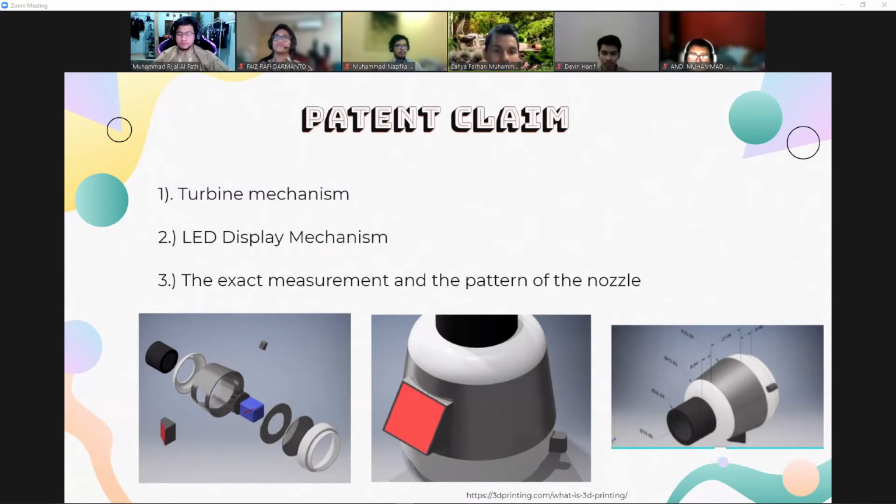The second one is the LED display mechanism, which monitors the water output flow. The LED informs the user of the water usage and whether it is under or over the usage limiter. The energy for the LED is from the turbine mechanism. And finally, the exact measurement and the pattern of the nozzle.